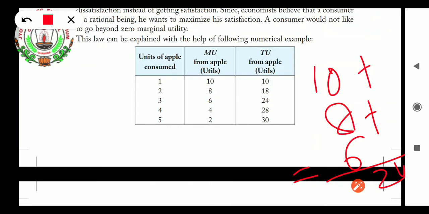Now from 3 to 4, another unit has been added. The marginal utility, the satisfaction level of the consumer, again came down to 4. So the total utility from 1 kg to 4 kg comes to 28. In the same way, at the 5th unit it will be 2. And at the 6th unit, MU will decline by 2 more and come to 0.